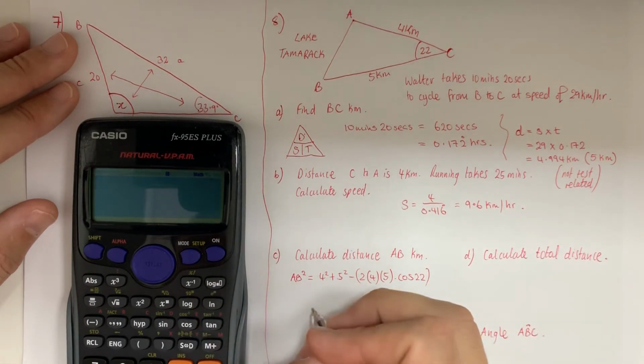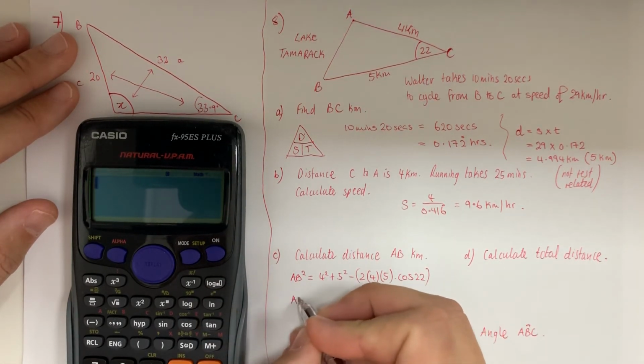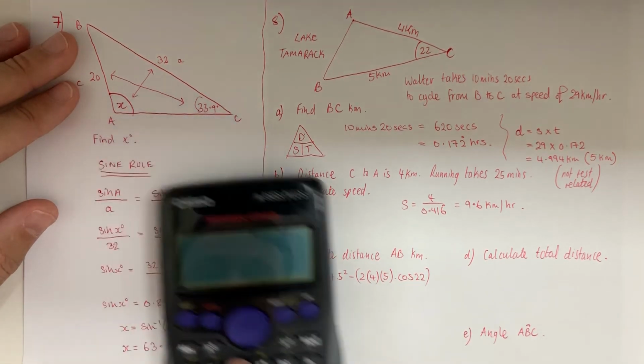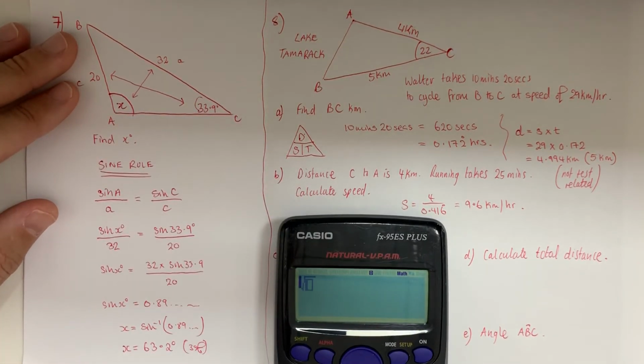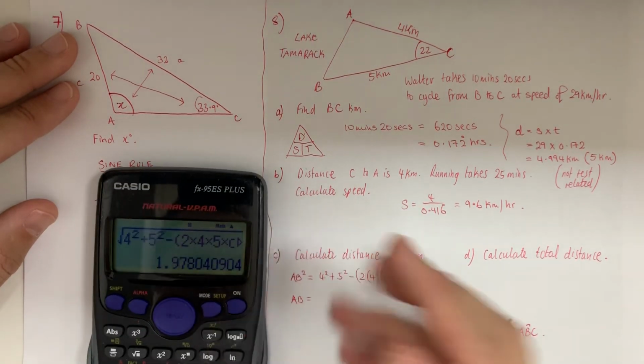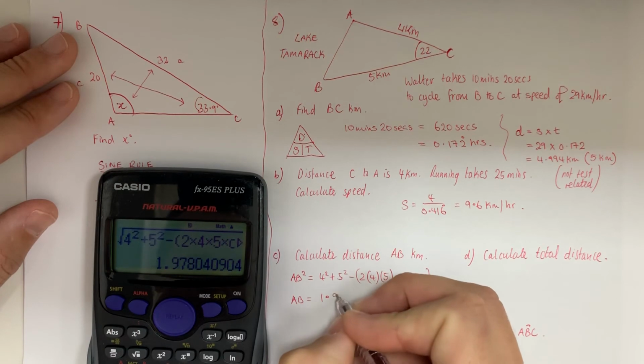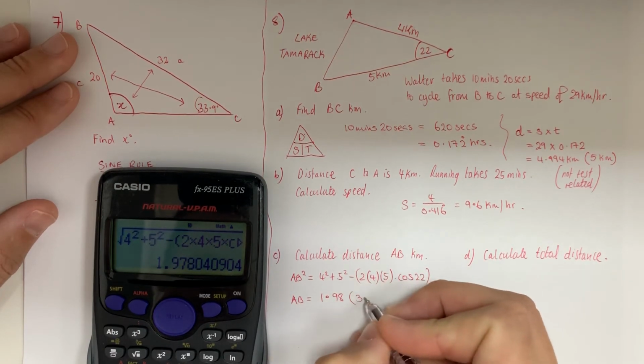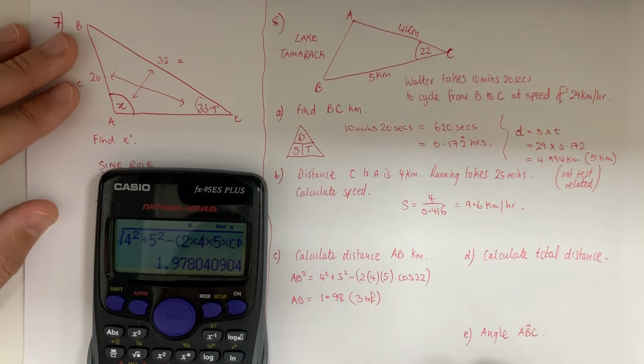And then, as I showed you in the past question, I'm just going to put it all into the calculator under the square root. So it's the square root of 4 squared plus 5 squared minus bracket 2 times 4 times 5 times cos 22. Enter. So my final answer is 1.98 to 3 significant figures.